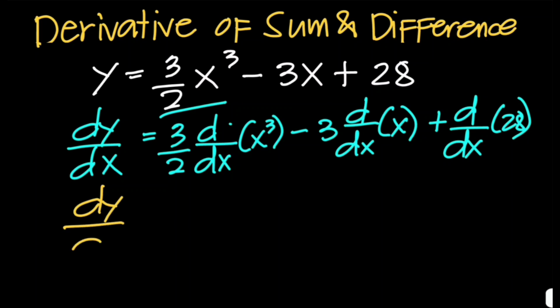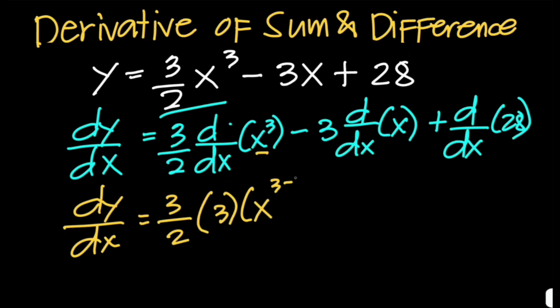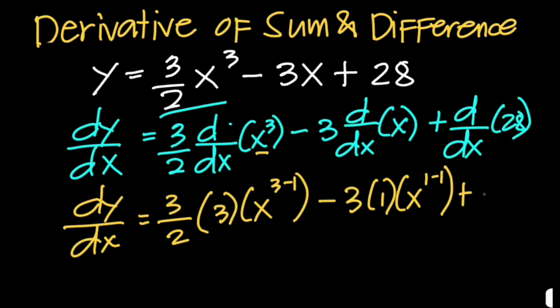And this is just 3 halves times the derivative of x cubed, which is 3 times x to the 3 minus 1, minus 3 times the derivative of x, which is 1 times x to the power of 1 minus 1, plus the derivative of a constant, which is 0. Then this is just the derivative of y with respect to x.